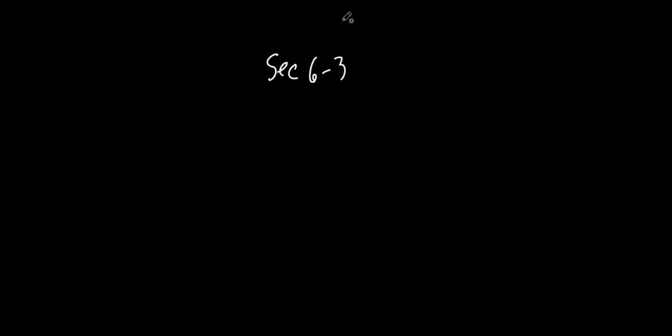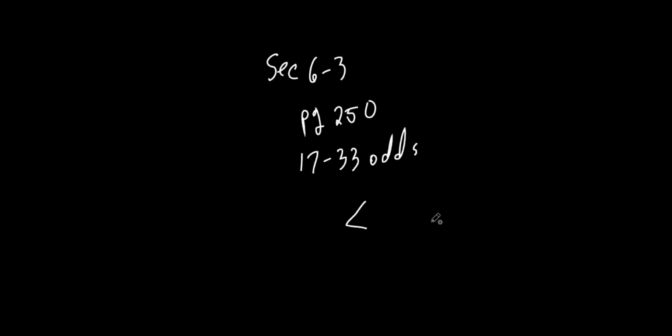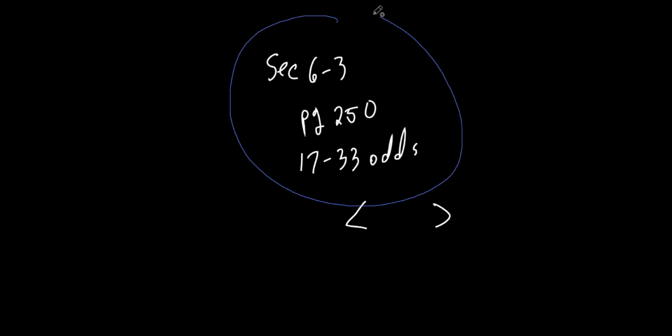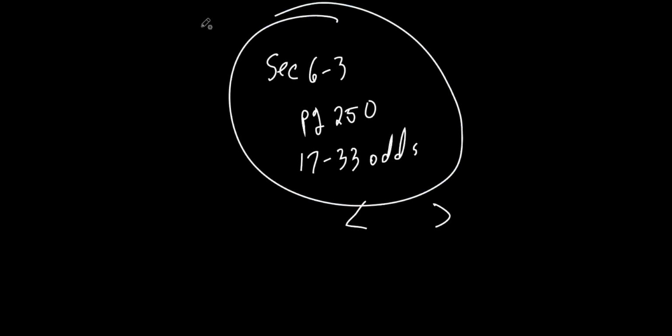All right, so 6-3, page 250, and we're doing 17 to 33, just the odds. Omit the inequalities. So anything with a less than or a greater than, don't do those. That might be part of these, but do all of these except for the inequalities because we didn't hit that today. All right, that's due tomorrow.